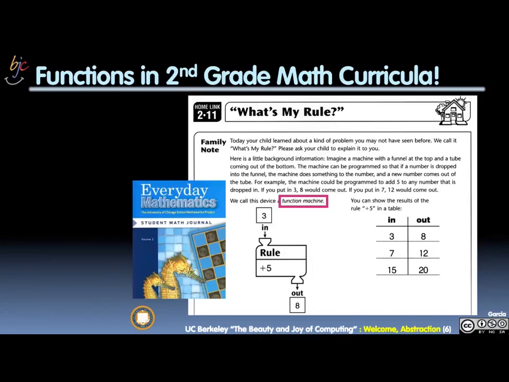And the kid's supposed to fill in a table. So I filled in the table for you, but 3 comes in, and then he has to fill in the right column. 8 comes out. 7 comes in. 12 comes out. 15 comes in. 20 comes out. Isn't that amazing? That was in 2nd grade. So same idea, but they're teaching kids nowadays.